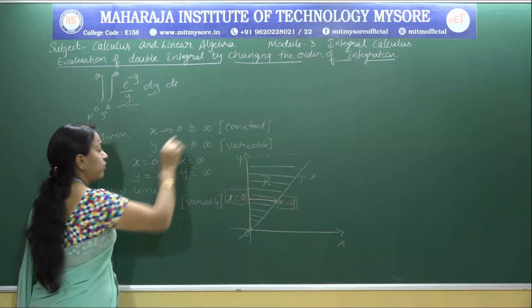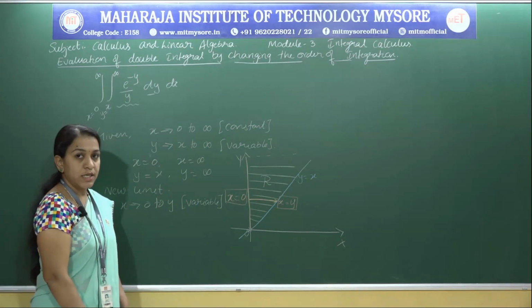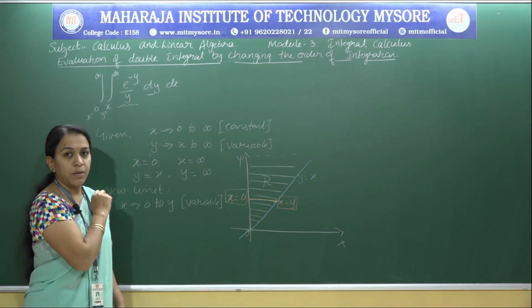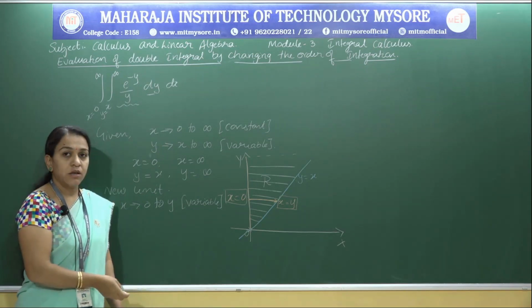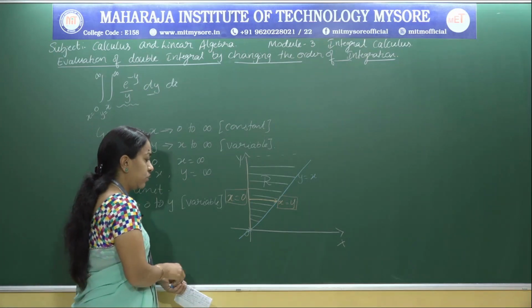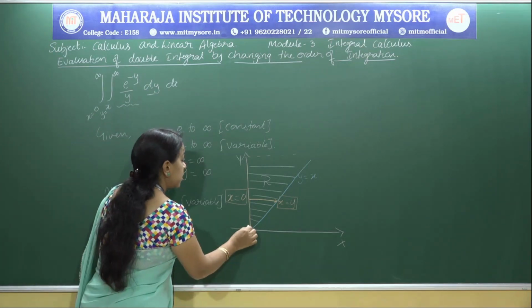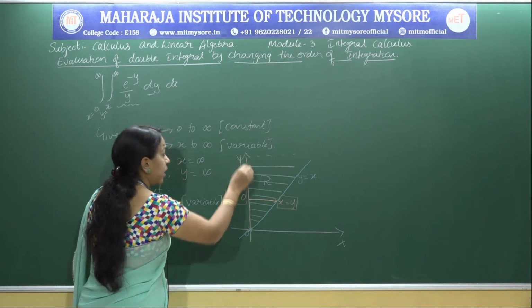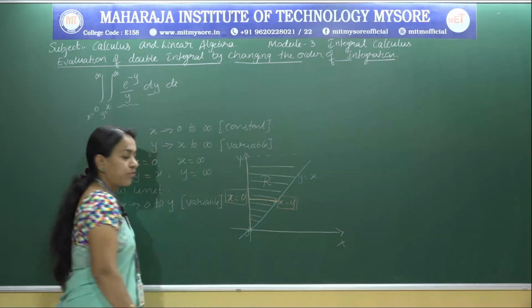So, we change, they given you x as a constant limit. Now, we change x as a variable limit. Now, how to consider the y limit? Of course, y limit is also considered in a bounded region itself. That is, this is our y limit. So, y limit is considered on the y axis.